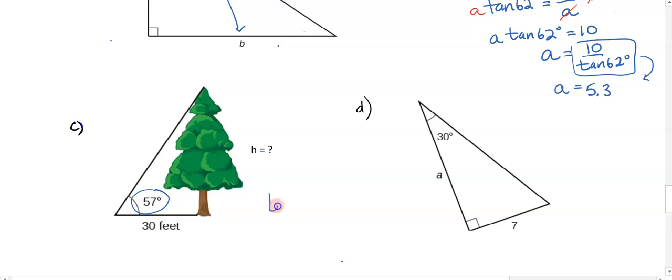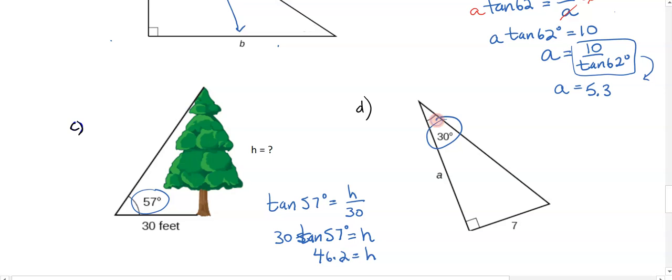Here's my angle. I would say tan 57 equals opposite over adjacent. H is on the top, so it's being divided by 30, so I have to multiply the right side by 30. It cancels out. I multiply the left side by 30. And now I just type it into my calculator. 30 tan 57. I get 46.2 is the height of the tree.